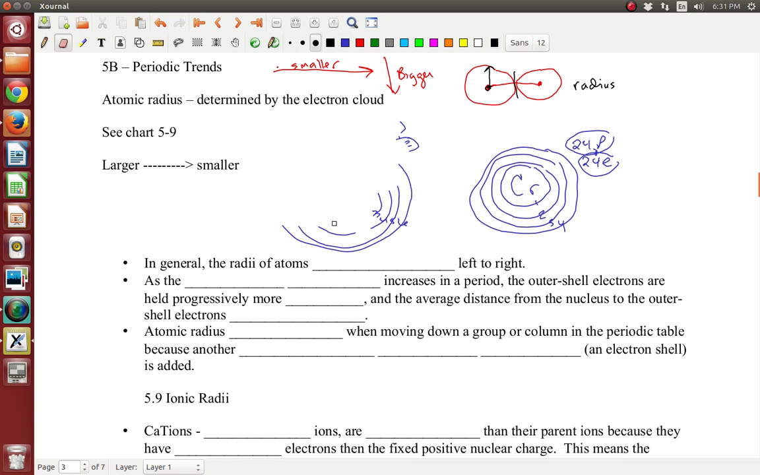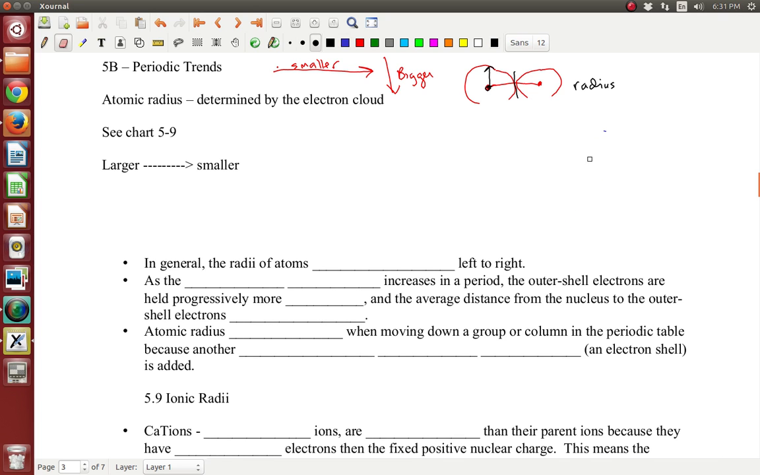Erase all this, and we'll get going with the newer stuff.